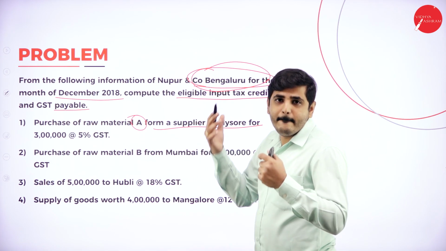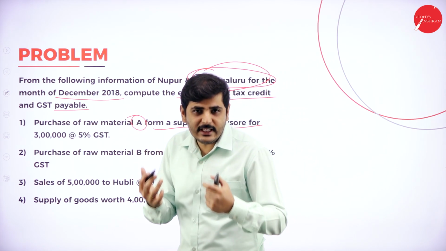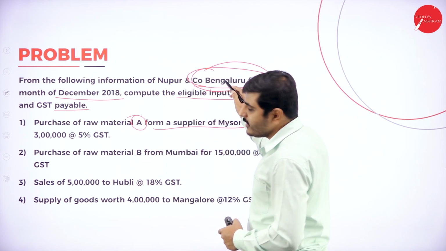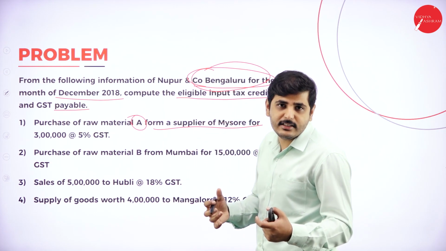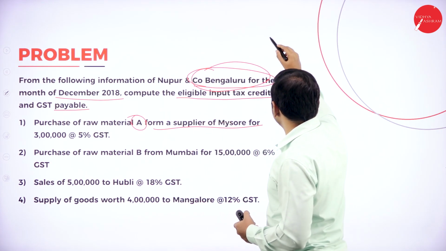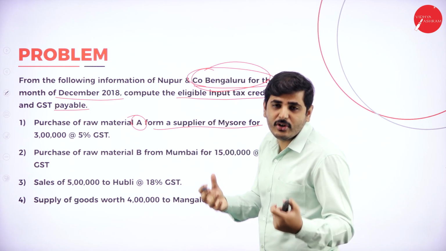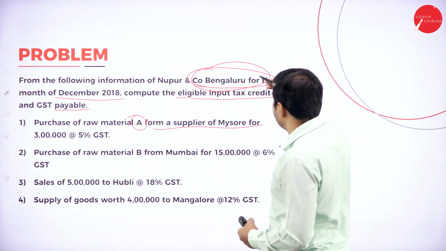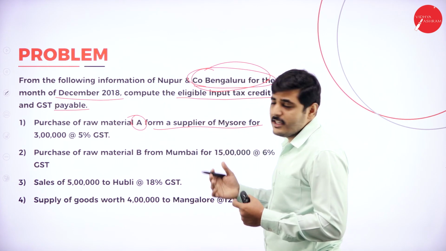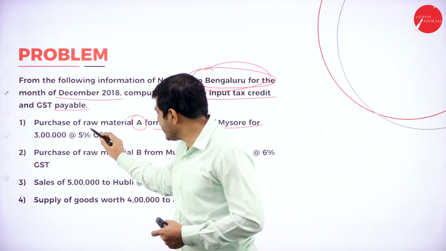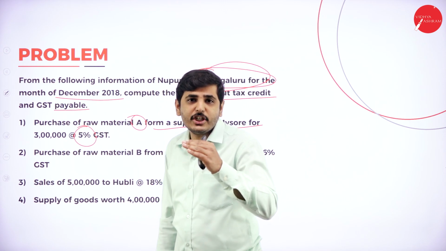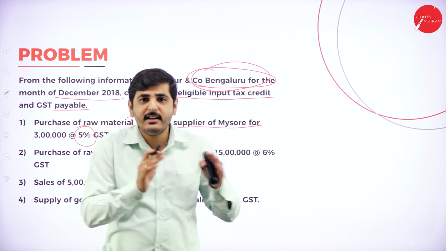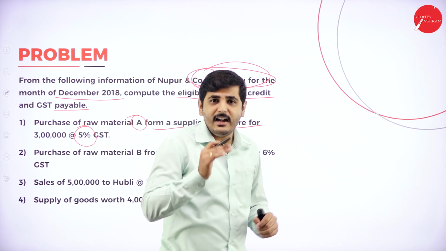When we purchase goods from within the state, Bangalore means it is registered in Karnataka. So Karnataka registered means we are purchasing the goods within the state. When we purchase or supply goods within the state, whatever tax we pay, 5% tax we are paying here. So this has to be divided between state and central, that is CGST and SGST.